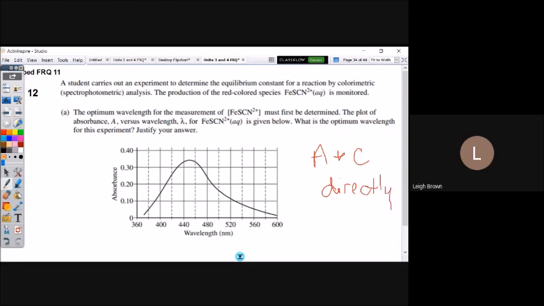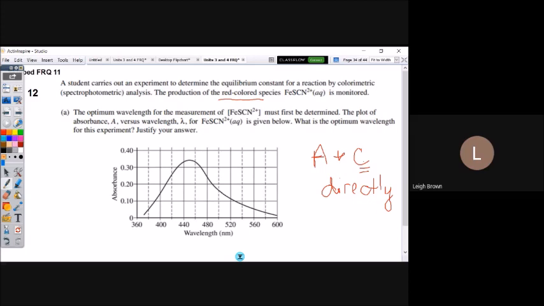So the more concentrated a solution, and there's one thing I need to make sure you understand, a solution has to have a color for this to work. Beer's Law is always about a colored solution, notice this one's red. So the higher the concentration of the solution, the more light it will absorb.